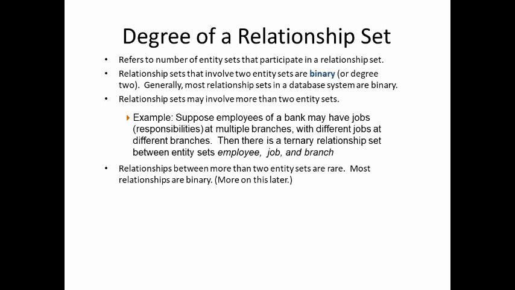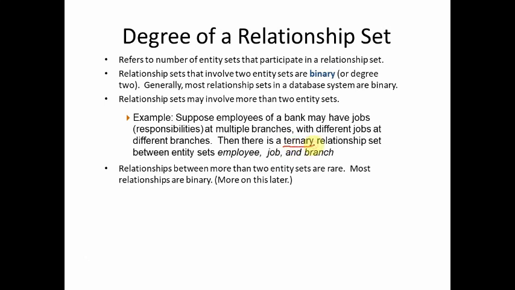Now, degree of relationship, we talked about that, and remember this is basically the cardinality. However, we say relationship sets that involve two entity sets are binary, and that is normal. Generally, most relationship sets in the database are binary. Relationship sets that involve more than two entity sets are ternary relationships. For example, suppose an employee of a bank has responsibilities at multiple bank branches. Same bank, but different branches, with different jobs. Then there is a ternary relationship, a relationship of more than two.